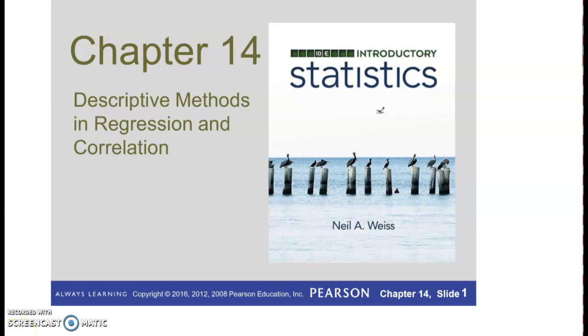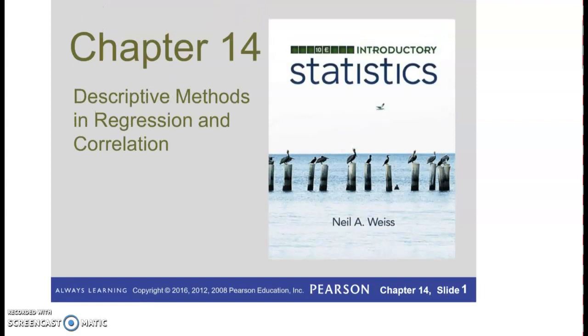This week we're going to start our unit on regression, particularly descriptive methods in regression and correlation. Linear regression and correlation are two commonly used methods for examining the relationship between quantitative variables and specifically for making predictions. We can look at how two variables are related to one another and how well one variable can be used to predict another variable.